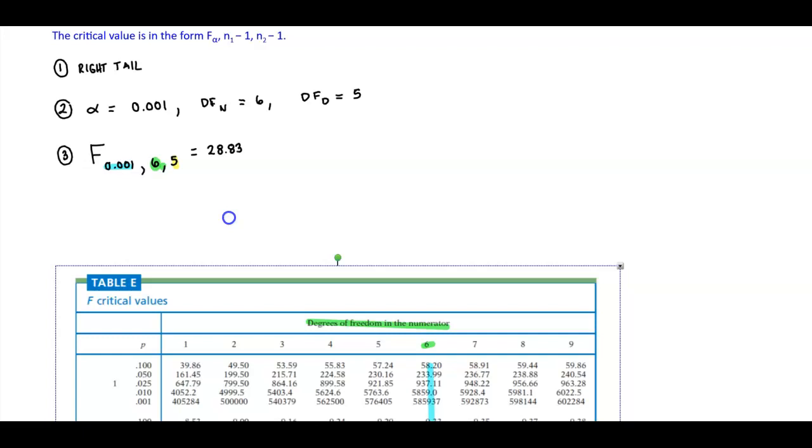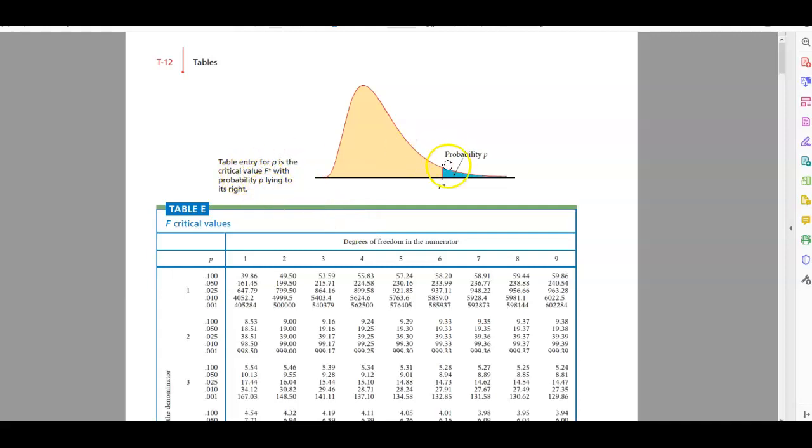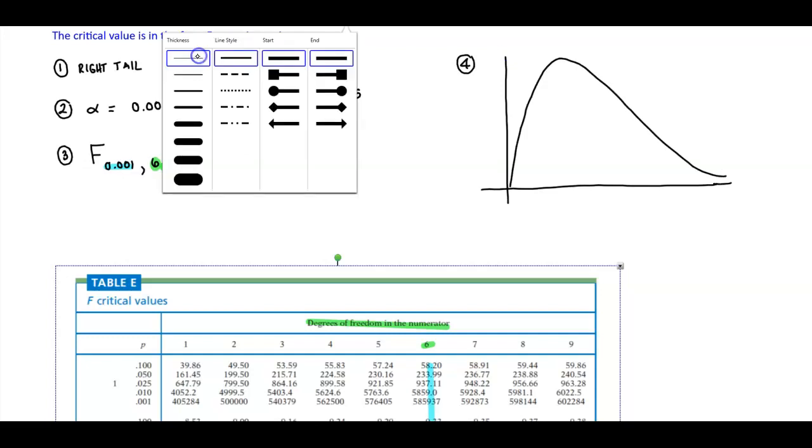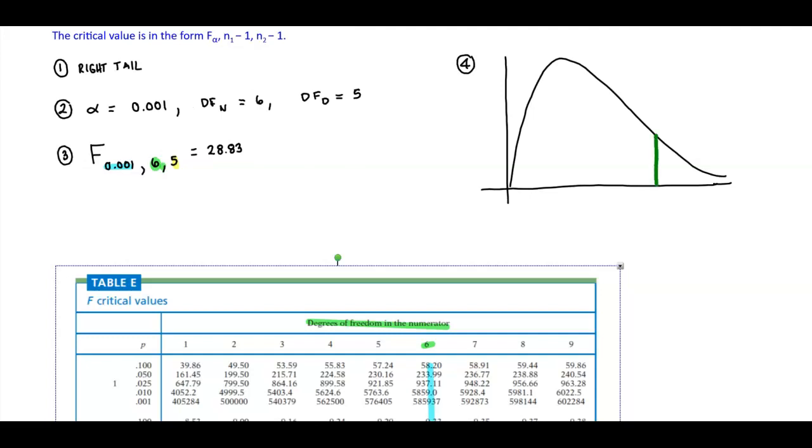Now we need to draw the graph of the F distribution with the critical region labeled. Recall that everything is going to be to the right. Here's the probability and there is the critical value. So we draw our bell curve, which is skewed right. Our critical value is located here at 28.83, and this shaded area represents the critical region.